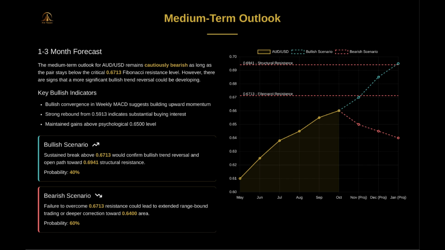Our bullish scenario, with a 40% probability, sees a sustained break above 0.6713, confirming a bullish trend reversal and opening the path toward 0.6941 structural resistance. The bearish scenario, with a 60% probability, suggests failure to overcome 0.6713 could lead to extended range-bound trading or a deeper correction toward the 0.6400 area.